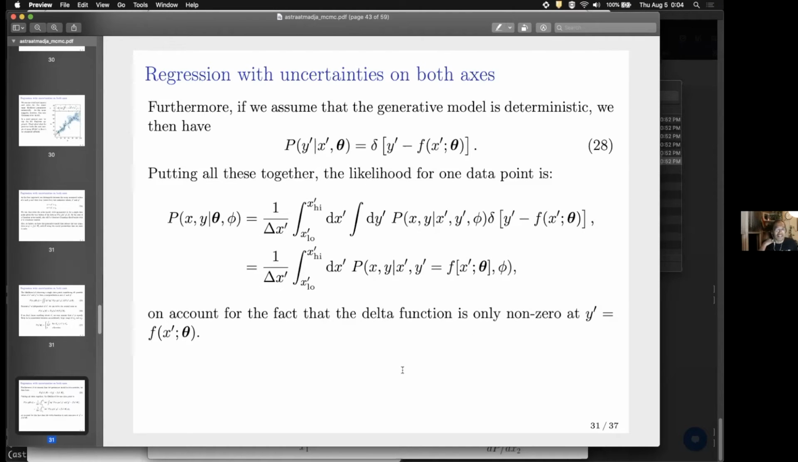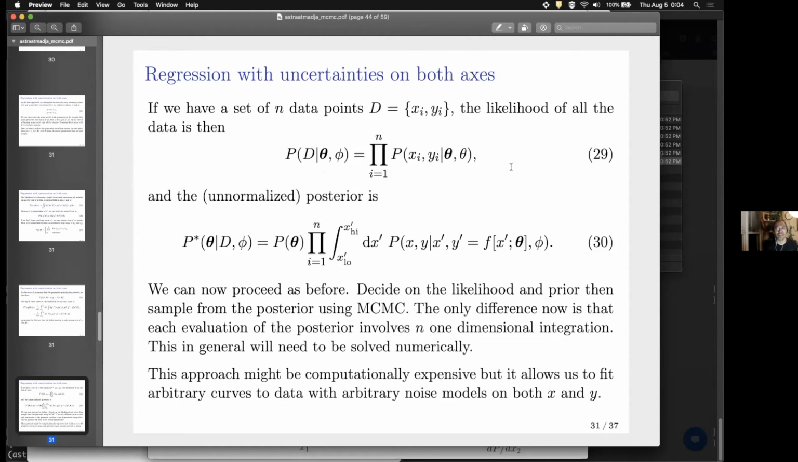And then for y, we can just assign a deterministic value, because we assume that y only depends on x. So it's a delta function, and then we can integrate it. So this is the expression for our likelihood when the true values of x and y are marginalized out.